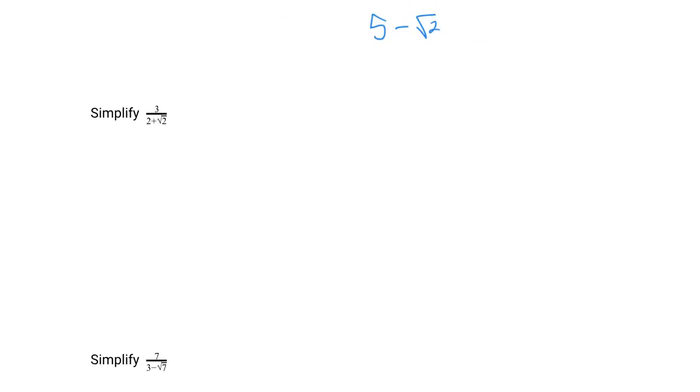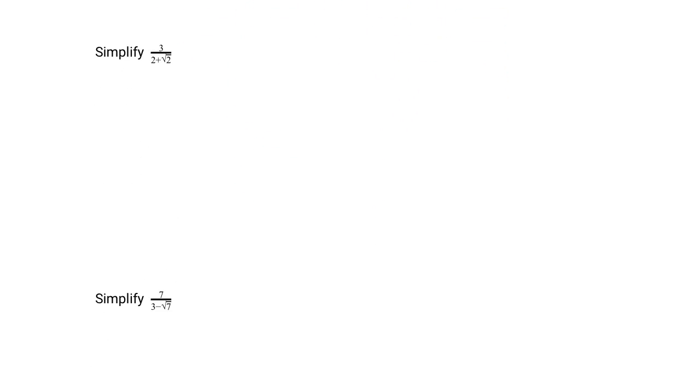Let's do another one. 3 divided by 2 plus the square root of 2. So we need to multiply by the conjugate because the denominator has that radical embedded into the expression. So I'm going to multiply same numbers and letters. So 2 and the square root of 2. The original has a plus. The conjugate is going to have a minus.